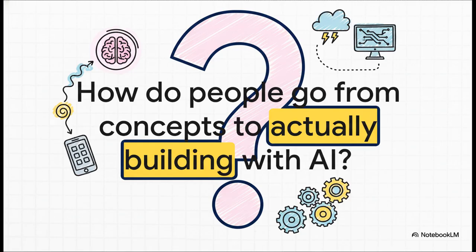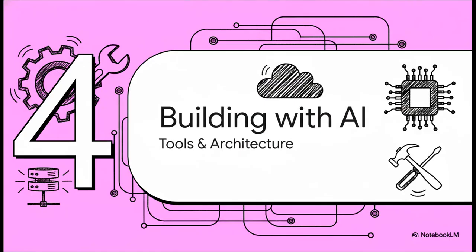So, now we've got the core concepts down, we've talked about the generative models that are everywhere, but you're probably wondering, how does this all go from being an idea in a lab to being a real app on your phone? How do people actually build with it? Well, let's pop the hood and find out. Welcome to the workshop. This next section is all about the tools, the platforms, and the architectures, the real nuts and bolts that developers use to bring AI applications to life.